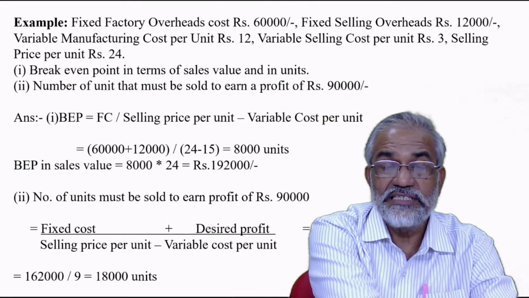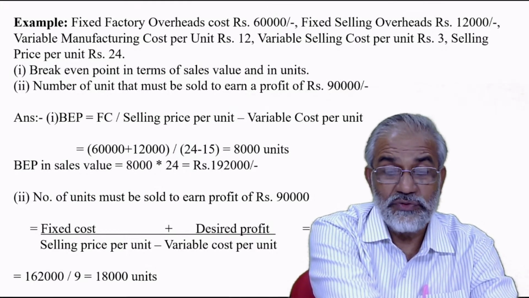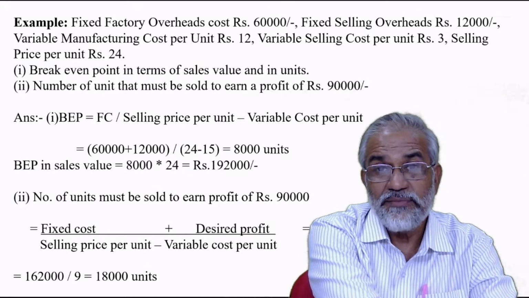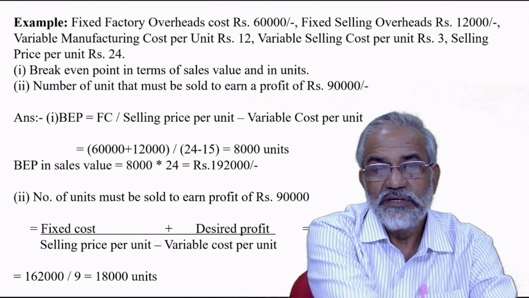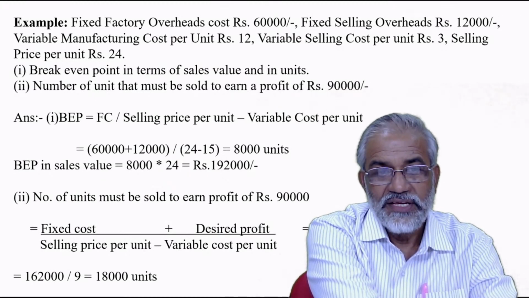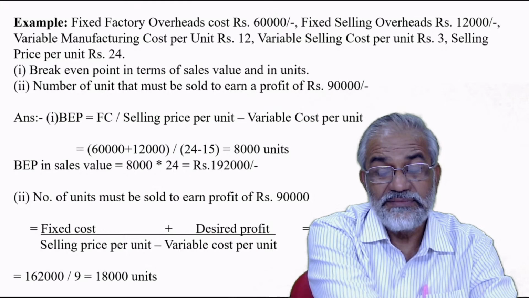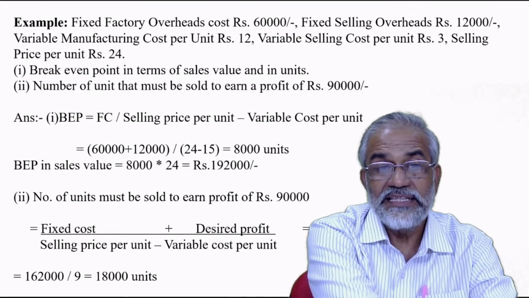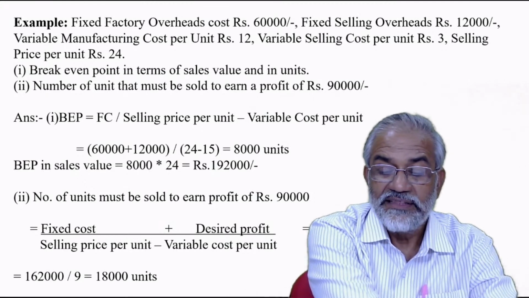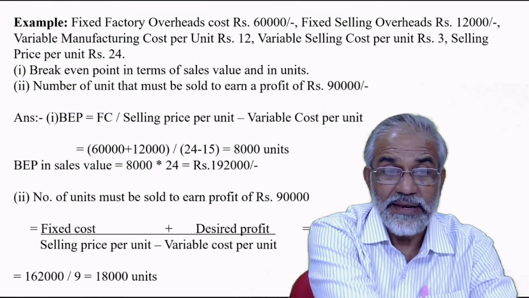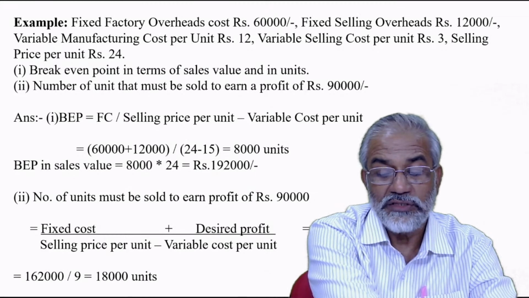So the total fixed cost is 72,000 and the contribution per unit is equal to sales per unit minus variable cost per unit, that is 24 minus 15, which comes to 9. So when 72,000 is divided by 9, it gives the resultant figure, that is 8,000 units. That means at 8,000 units, the organization will be at break-even, and at that particular point, there won't be any profit, there won't be any loss.